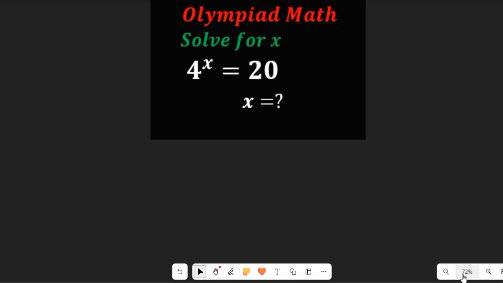One thing that should come to our mind is the use of logarithm, either a natural logarithm or the common logarithm. Now let's look at logarithm.